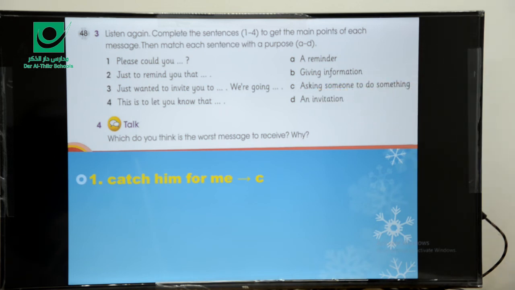Now, number 2. Of course, students, as I said, you need to remember the listening. Number 2, just to remind you that, try to complete the sentence. We're taking off your front door at 2 o'clock this afternoon. This is the purpose of letter A, a reminder. Just to remind you that we're taking off your front door at 2 o'clock this afternoon.